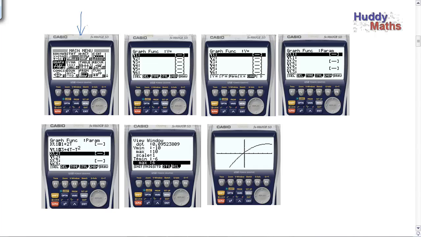If you go to graph mode and hit that, you get the graph selections here, and we want to change the type of function to parametric. So we want that, so you need to come in here to F3 there. Go in there to F3 and hit that, and you get this window here.